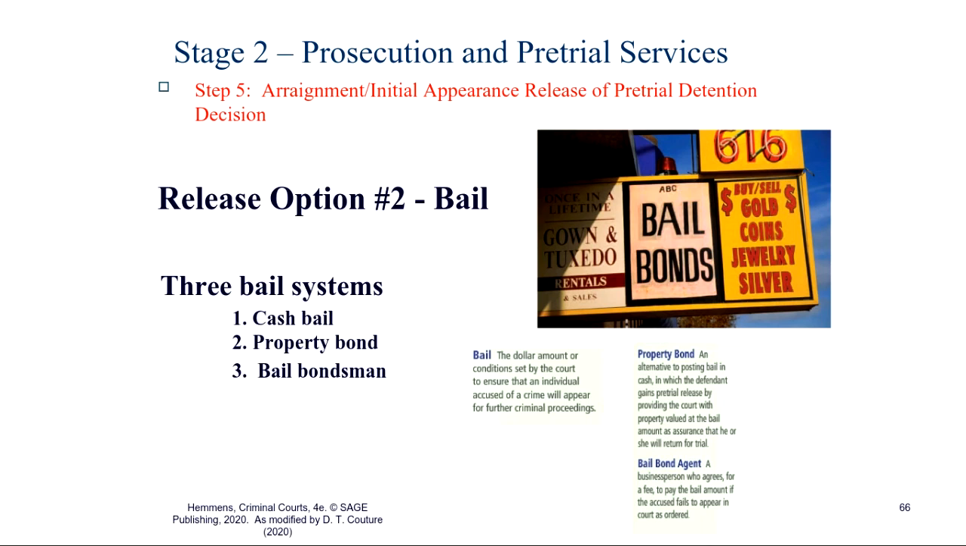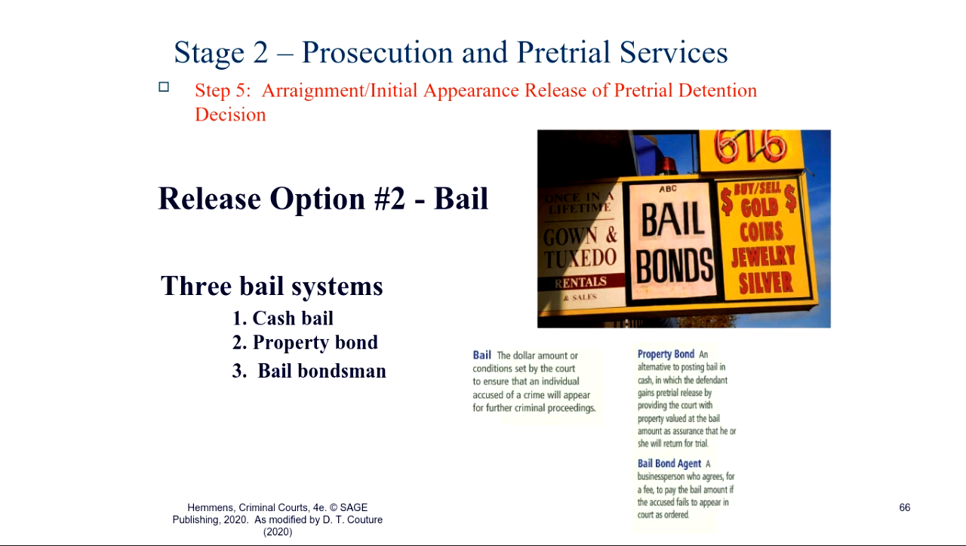If a judge is inclined to release someone only upon bail, the three options depend upon whether it's a cash bail system, a property bond system, or a bail bond system. Massachusetts is a cash bail system. If the judge sets bail at $5,000, then $5,000 in cash is what's going to be necessary in order for that person to be bailed out and not subject to continued pretrial incarceration.